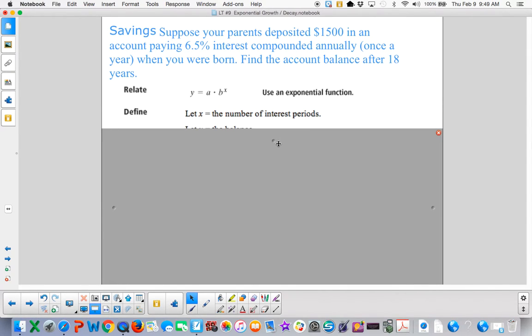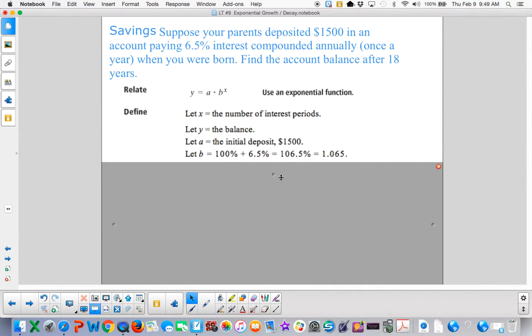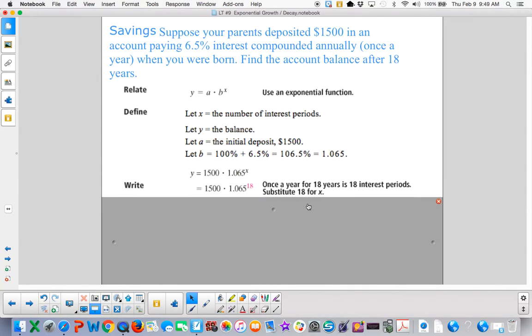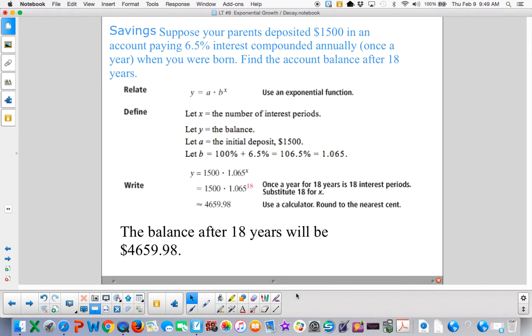So we have the number of interest periods, the balance, our deposit of 1,500, our starting amount, and then it's growing at 106.5%. So we plug that in. We get 1,500 times 1.065, because it's 106.5% written as a decimal, to the 18th power, because it's 18 years since. You will have $4,659.98. Not too bad. I would like that percent to be higher, right?